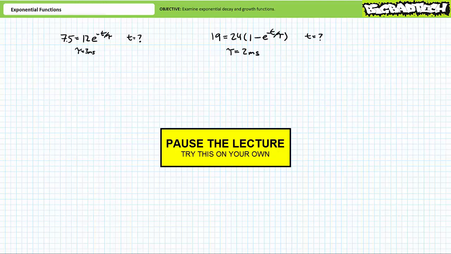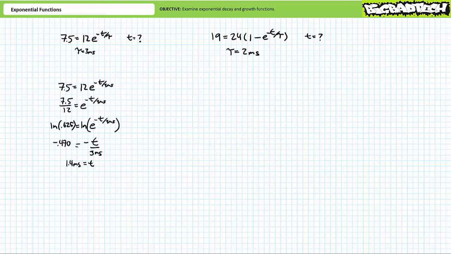If you're tracking, you should have obtained the following values. To solve for the first time, we need to divide both sides by the constant 12, and then take the natural log of both sides. Then we multiply both sides by the constant tau, in this case 3 milliseconds, and get rid of the negative signs on both sides of the equation. We're left with a time value of approximately 1.4 milliseconds.